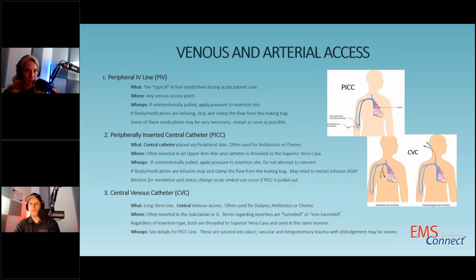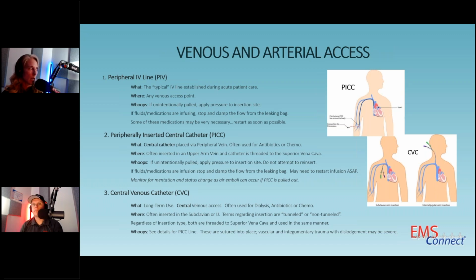And so again, the whoops: if we pull it out, just apply pressure and be aware of what medications you had infusing in that line, and if they can be paused for a moment while you restart another line, how quickly you need to get those restarted. Because some of us are transporting patients that have vasopressors going and they're completely dependent on these pressors, and we pull out that line and they're no longer getting that infusion. And so you've got to think immediately what will be the outcome of that whoops that has occurred.